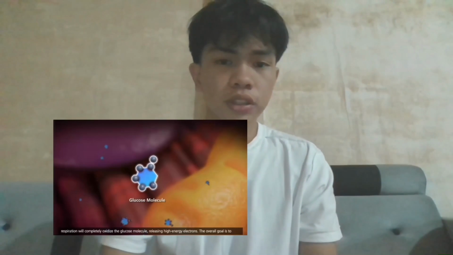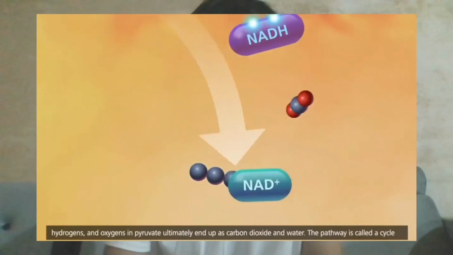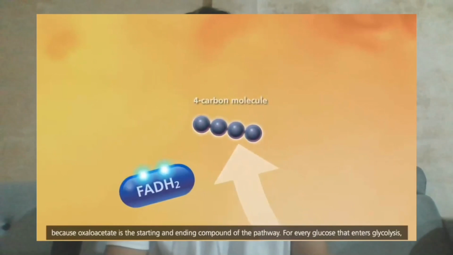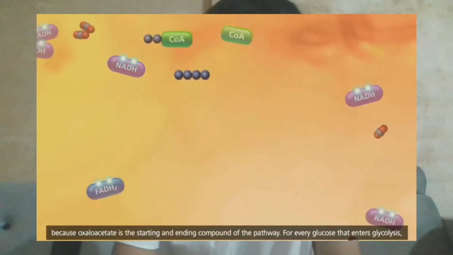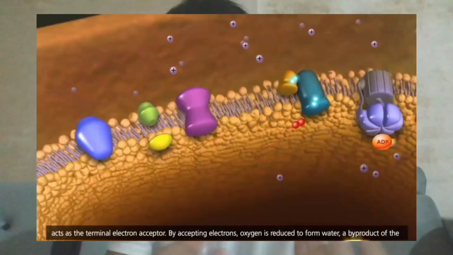The process is divided into 3 major stages: glycolysis, the Krebs cycle, and the electron transport chain. In glycolysis, glucose is broken down into smaller molecules. Then, the Krebs cycle continues to release energy by breaking down those molecules further and producing carbon dioxide. Finally, the electron transport chain uses oxygen to create more ATP efficiently.